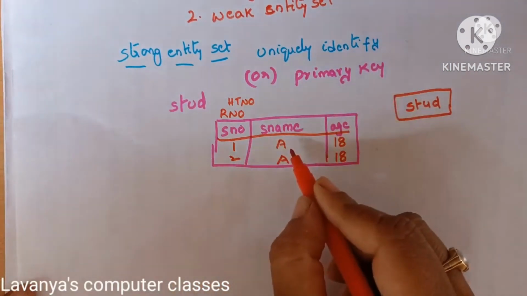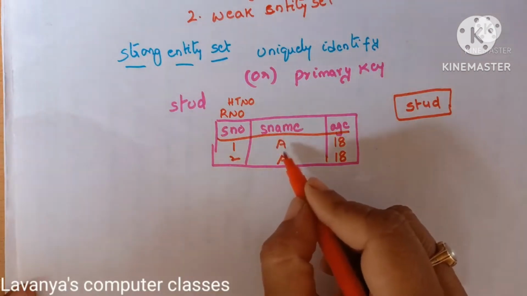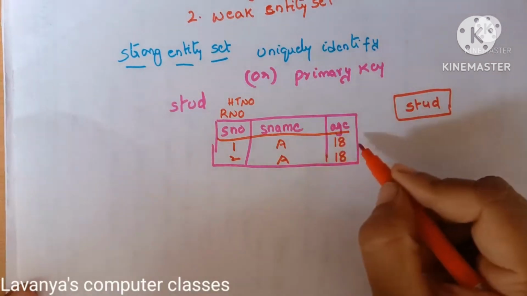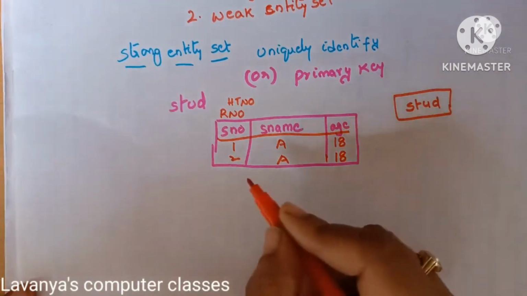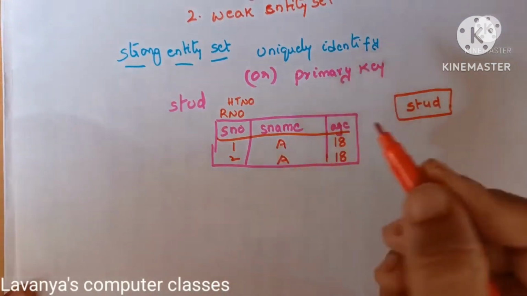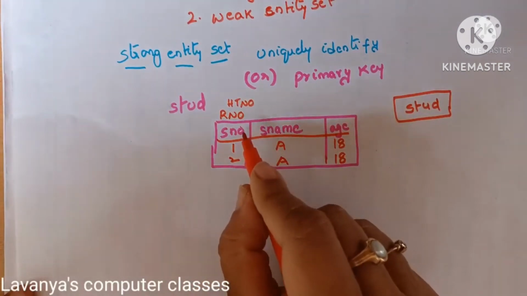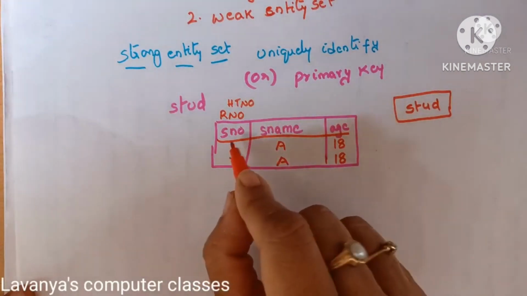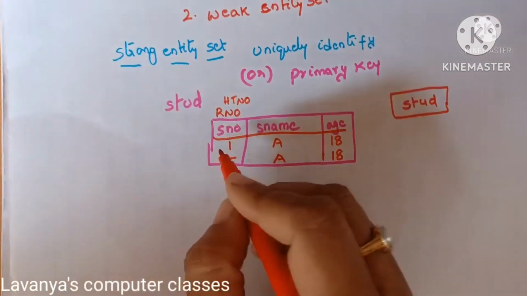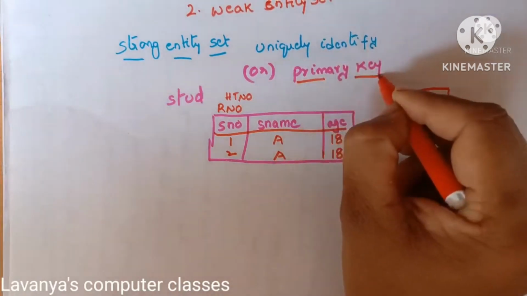So here 1 is the roll number of one student, and 2 is the hall ticket number of the second student. If a student is called by the name A, both students raise their hands because both names are the same. Similarly, it is not possible to identify by age. So how can you differentiate one student from another? We need at least one field that is different from the other fields, taking unique values. That is possible through the primary key.